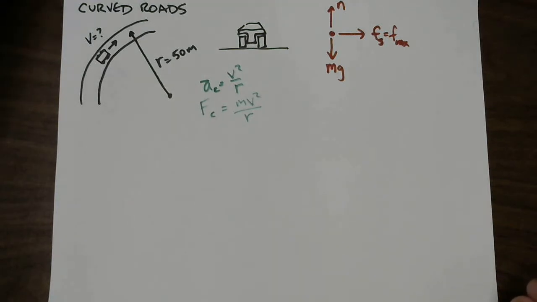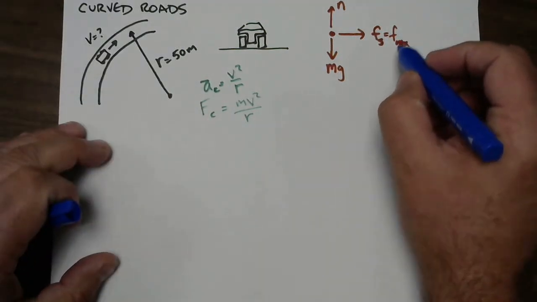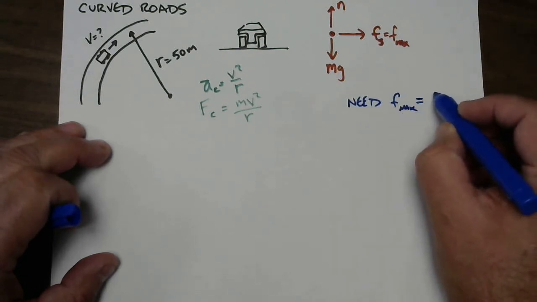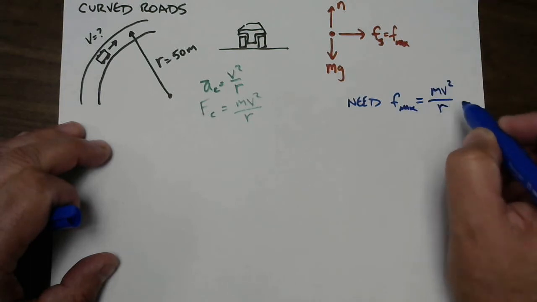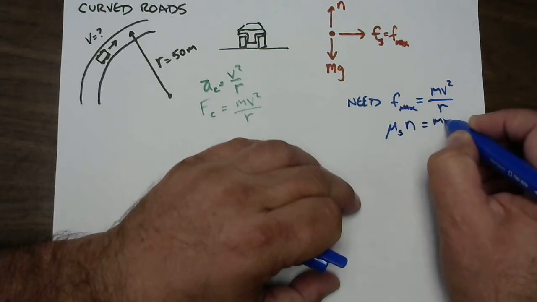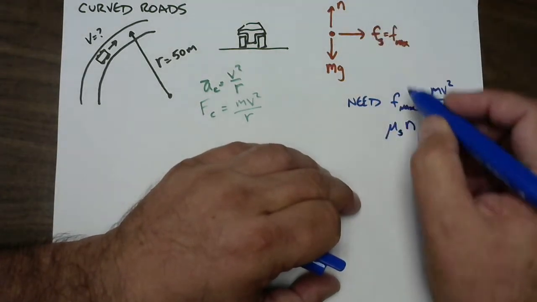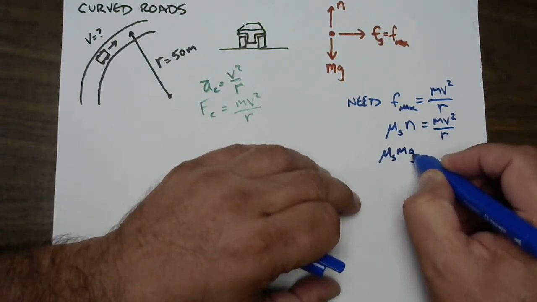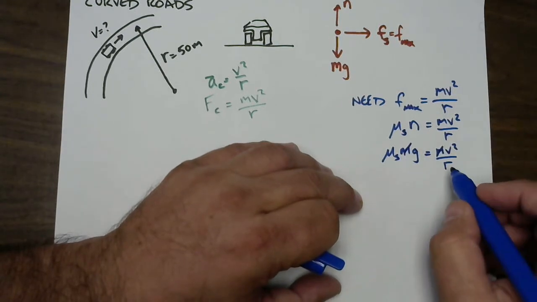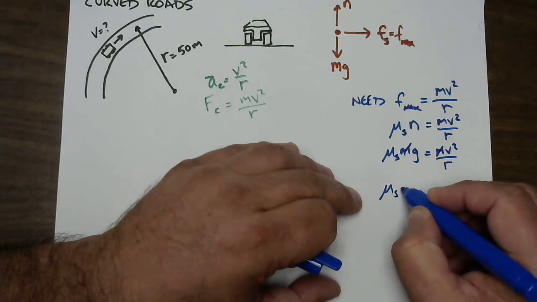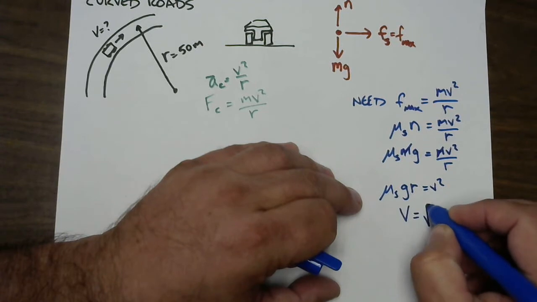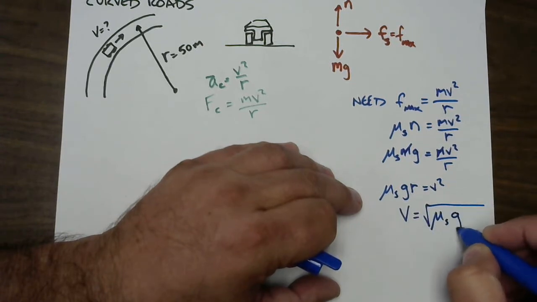So to finish solving this problem, we need F max to be equal to mv squared over r. F max, however, is mu s times the normal. And the normal, according to this diagram, is m times g. And the m's cancel. So we can move the r to the other side, and we get mu s g r equals v squared, or our velocity is going to be the square root of mu s times g times r.